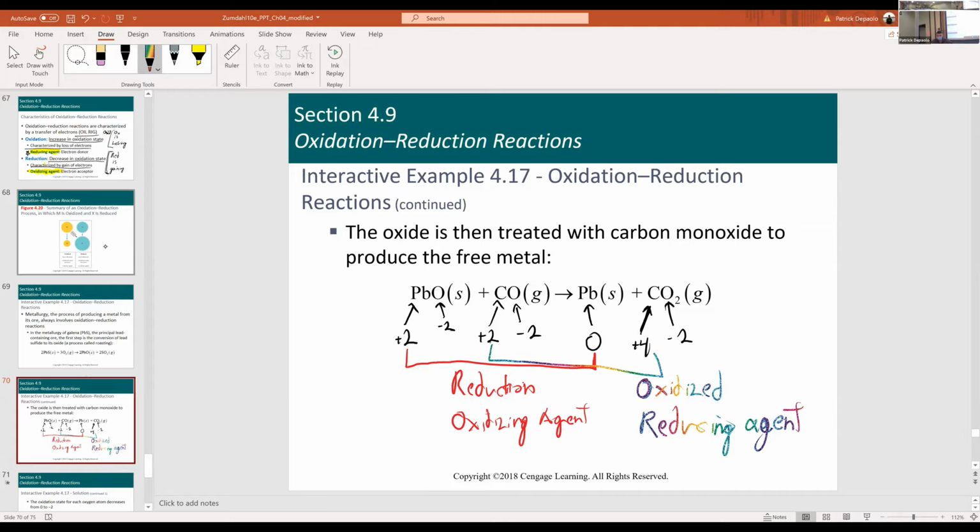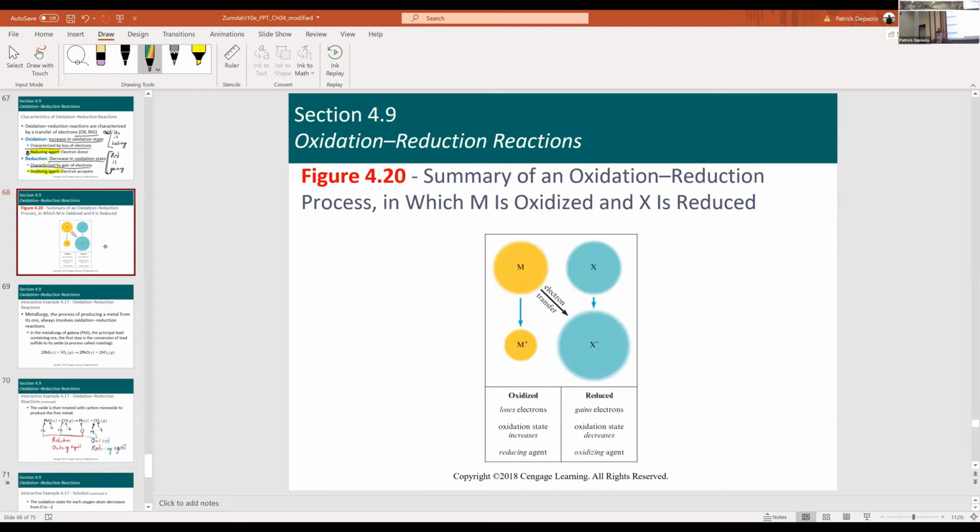Something else I should mention is sometimes it might not be as apparent. Other things that are characteristic of oxidation: we talked about losing electrons, and we talked about oxidation state. But something that's not here is that when things are oxidized, you can characterize them as gaining oxygen.